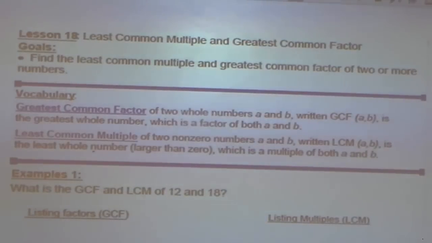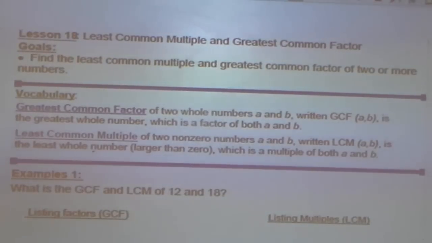So when we find the greatest common factor, we're looking for a factor that two numbers share, and it needs to be the greatest of all of their common factors. The least common multiple of two non-zero numbers A and B, written LCM(A, B), is the least whole number, larger than 0, which is a multiple of both A and B.